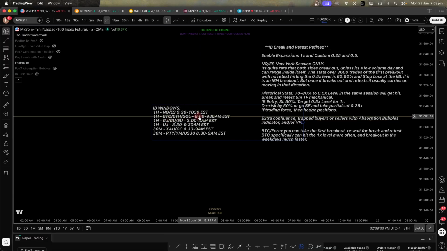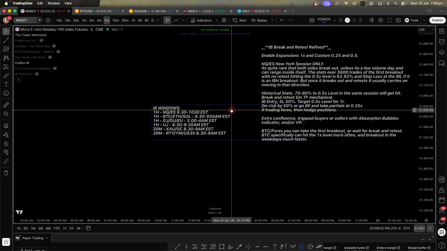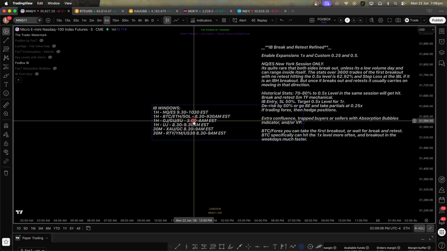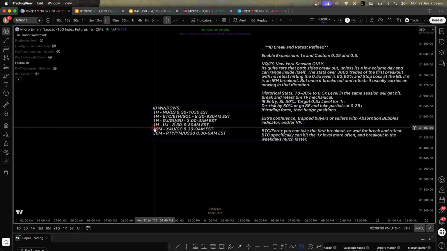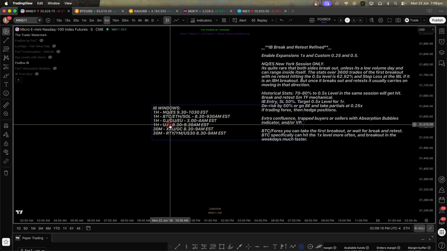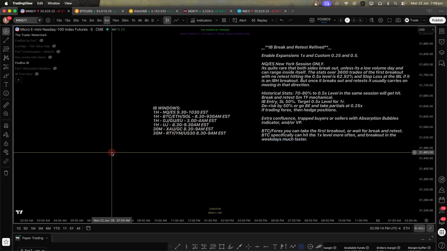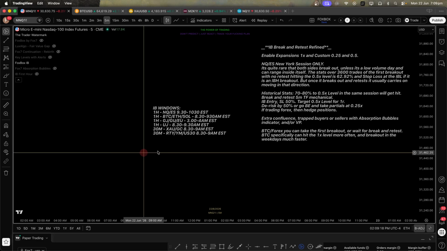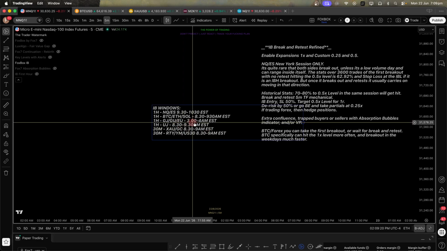For Bitcoin, it's 8:30 to 9:30 a.m. Eastern. For GJ, GU, and EU, it's the London Open. For UJ, I'm also using the 1 hour, and it's 8:30 to 9:30, just because it's a USD pair as well as the Japanese pair, but most of the injection comes in at this time.